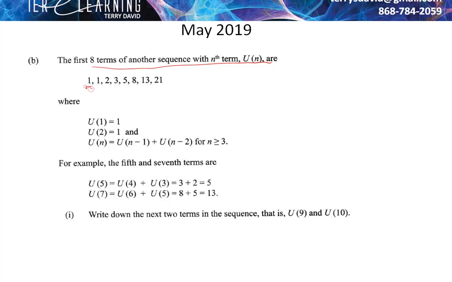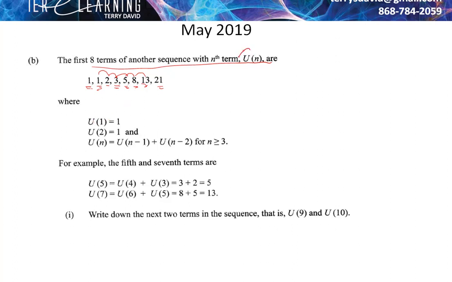So 1 plus 1 gives me 2. Then 2 plus 1 gives me 3. Then 3 plus 2 gives me 5. Then 3 plus 5 gives me 8. 8 plus 5 gives me 13. 8 plus 13 gives me 21. So this is a famous sequence. It's called the Fibonacci sequence. And they are showing you that.